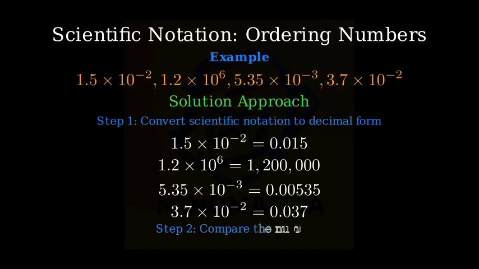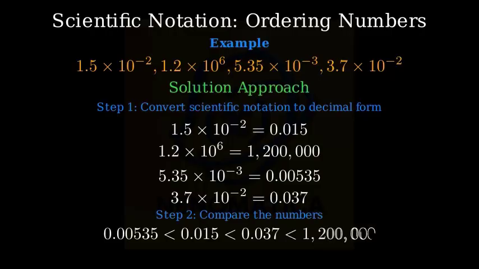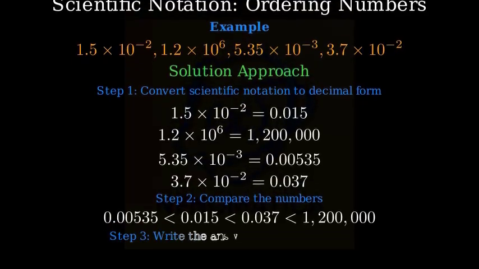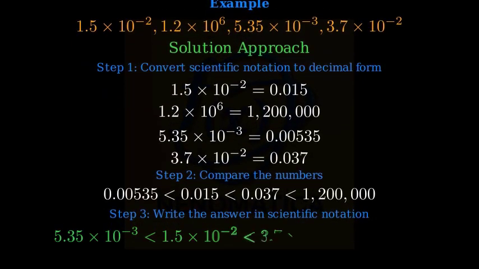Now, let's compare all these decimal numbers. Obviously, 1,200,000 is the largest. Among the remaining numbers, we have 0.037, 0.015, and 0.00535. The smallest number will have the smallest value, which is 0.00535, followed by 0.015, then 0.037, and finally 1,200,000. Finally, let's write our answer in scientific notation, ordering the numbers from smallest to largest.